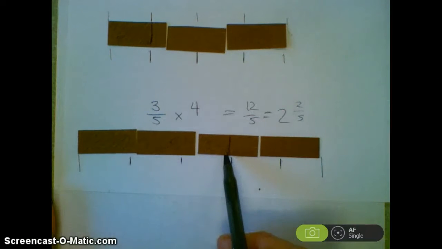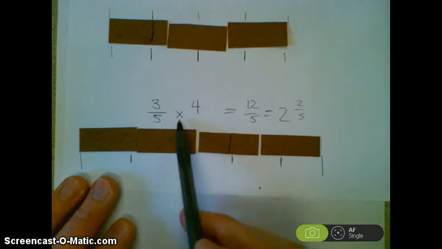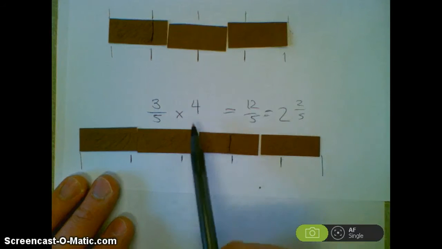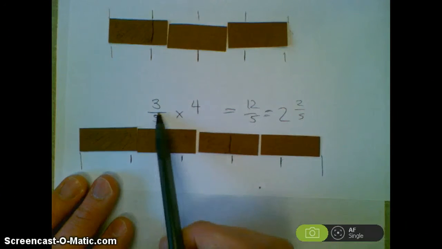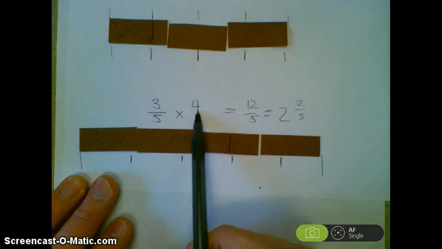So that is how we model fractions, multiplication with fractions. And notice that my answer is always smaller if I'm taking a fraction of a distance.